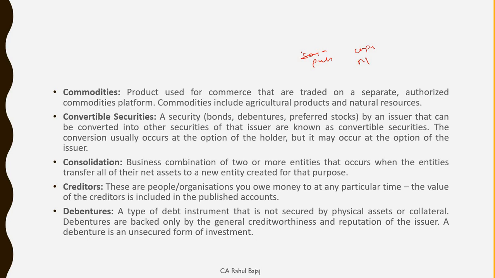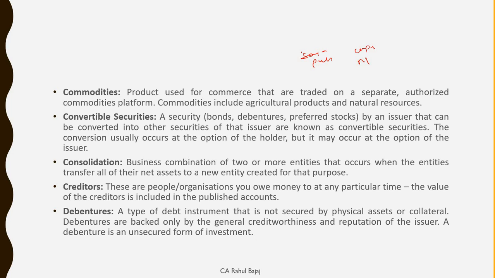Creditor: these are the people or organizations you owe money to. So if you have bought goods on credit, the person from whom you have bought the goods is your creditor. So we have bought goods worth rupees 10 crores from Mr. X. So Mr. X is our creditor.